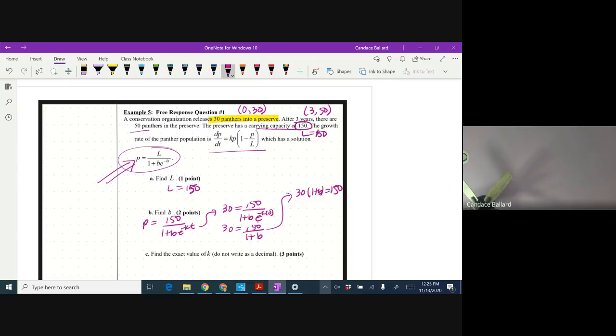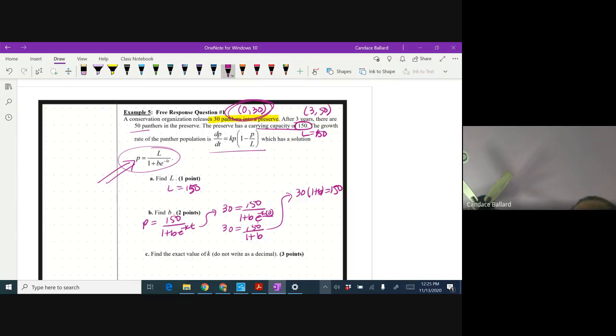Okay. How come I got 0? You mean up here? I got 0 because they told us in the beginning our initial condition is 30 and our time always starts at 0. Okay.